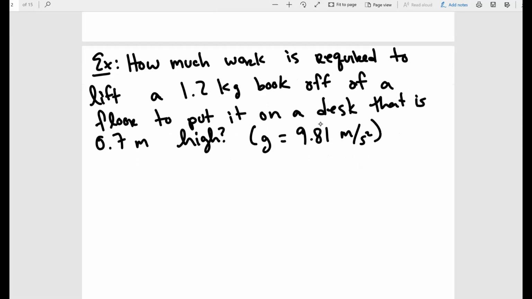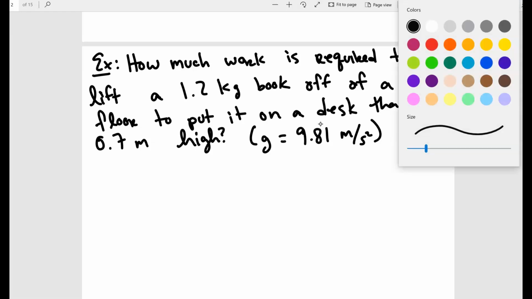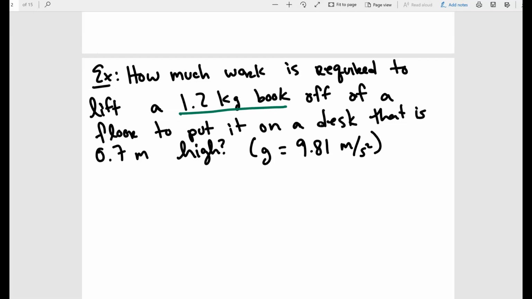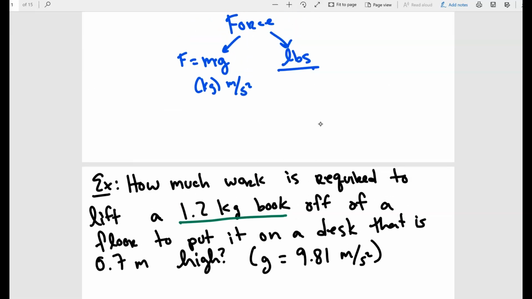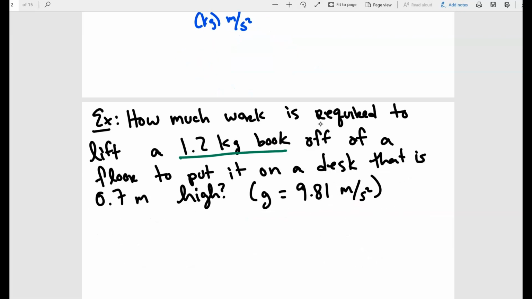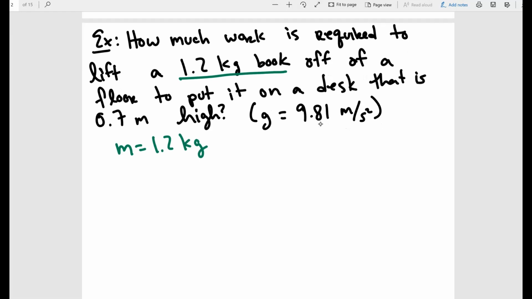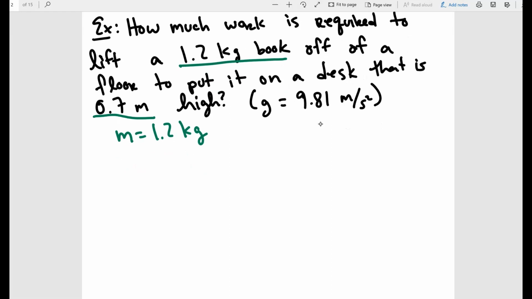Okay, so let's try to figure out what exactly we have here. So the first thing to notice is that we are given this thing, 1.2 kilograms. Kilograms is a measurement of mass. So m here is just kilograms, so mass is going to be equal to 1.2 kilograms. All right, and how high do we want to put this desk? We're going to put it 0.7 meters up. That is actually our distance, so our distance is just 0.7 meters.